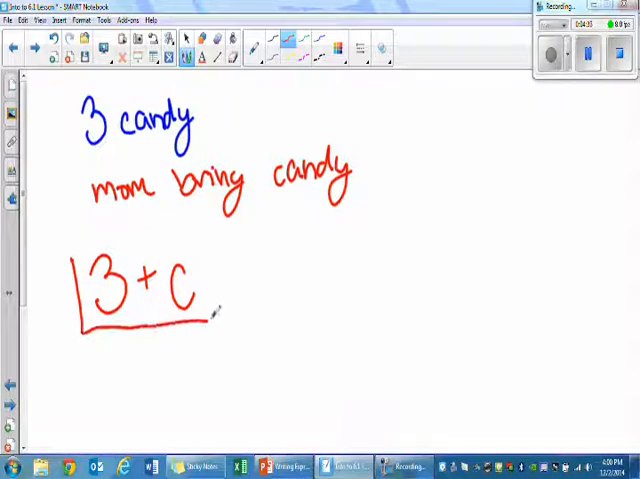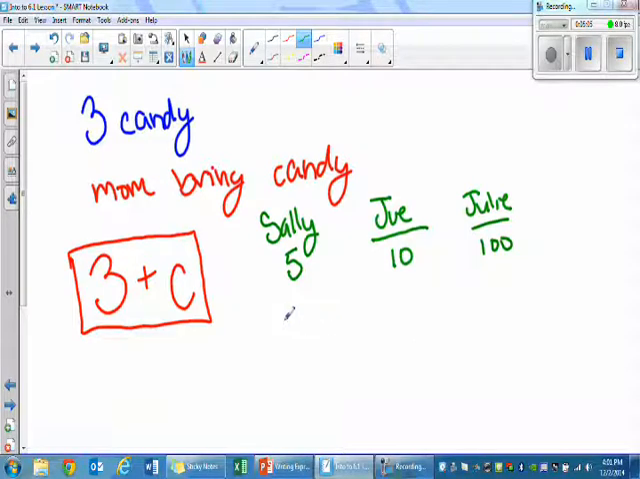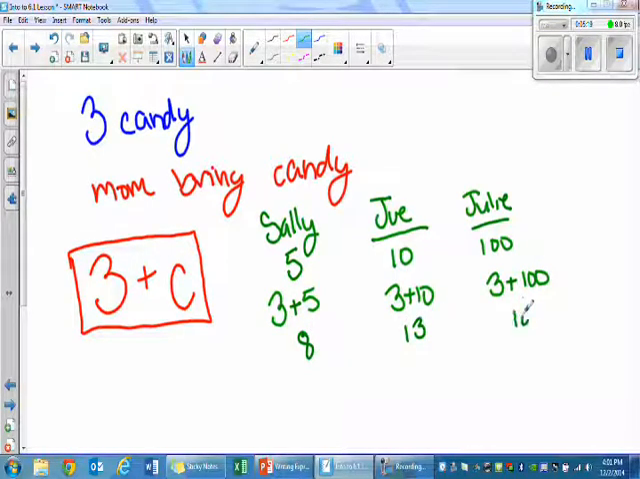Okay, so this algebraic expression represents how much candy you get. Let's say Sally's mom brings her 5 pieces. Let's say Joe's mom brings him 10 pieces. Let's say that Julie's mom brings her 100 pieces. She's just feeling like Julie's been doing really awesome lately. Okay, so then Sally has 3 plus 5, Joe has 3 plus 10, and Julie has 3 plus 100 pieces of candy. They each have a different total amount of candy.